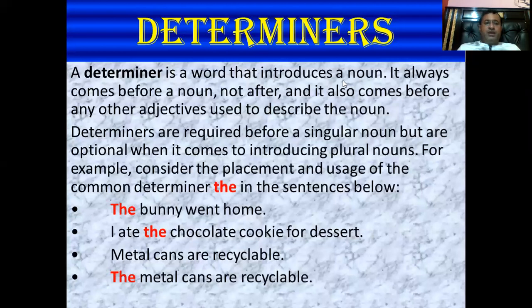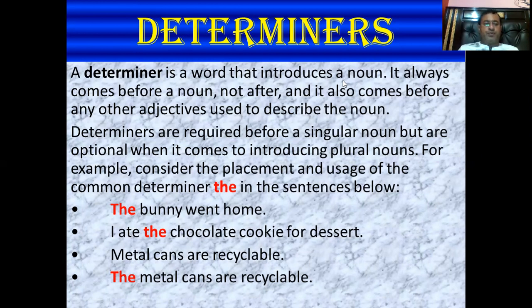Now, in every example, the determiner is placed before the noun or noun phrase, regardless of whether the noun is in the subject or predicate. In the first example, it comes directly before the noun, but in the second example, it comes before the adjective chocolate that describes the noun cookie. I ate the chocolate cookie. Here the noun is cookie, but the adjective is chocolate, and the determiner comes before the adjective.